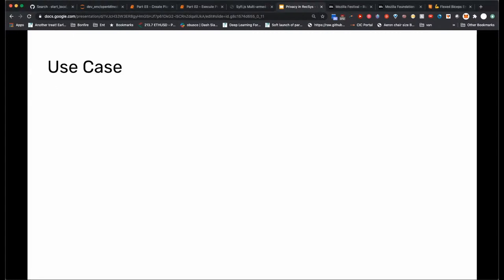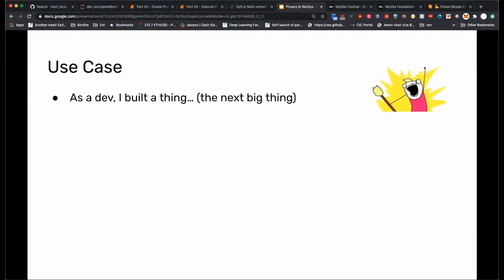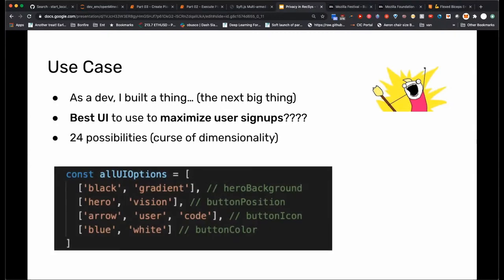So the use case is actually fairly common. I'm a dev, I build a thing. I think it's the next big thing. And of course, there's nothing else to do but to put up a sign-up page and let everyone know and get everyone to sign up and use it. So the question is, what is the best UI to maximize user sign-up? Maybe at this point, your UX team comes to you and says, hey, here's the list of all the options. We're very sure one of these combinations will have a very high click-through.